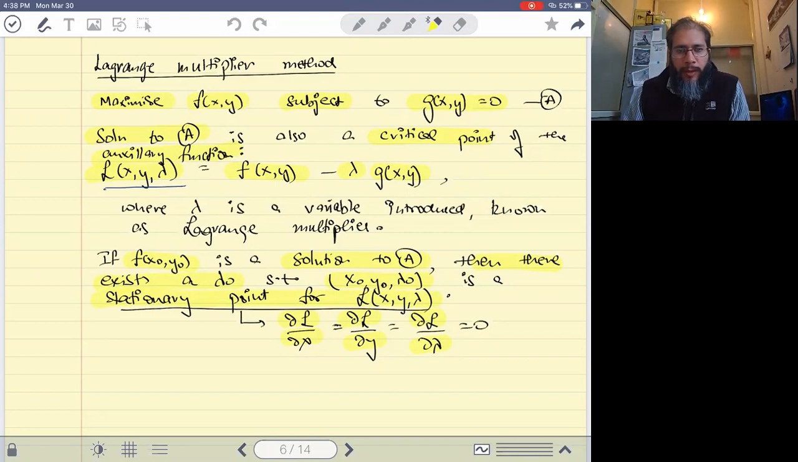Okay. So all we have to do is find the L function by taking the difference of the function f and lambda times g, and then take the partial derivatives of L with respect to x, y, and lambda and make them all zeros. That will give you conditions to find the value of x naught, y naught, which corresponds to the maximum value of f.